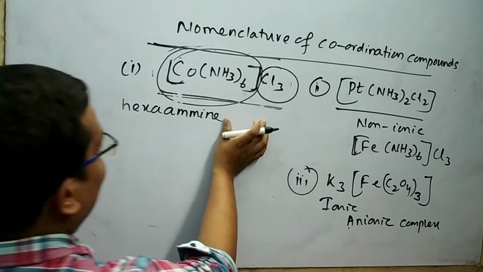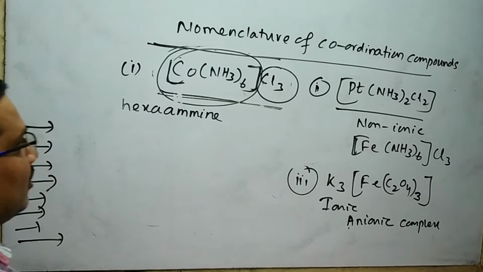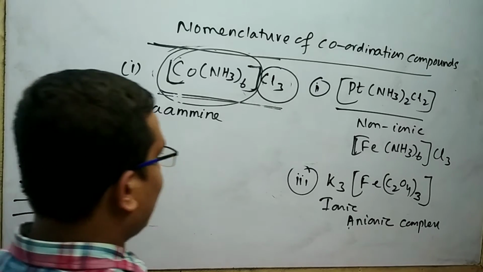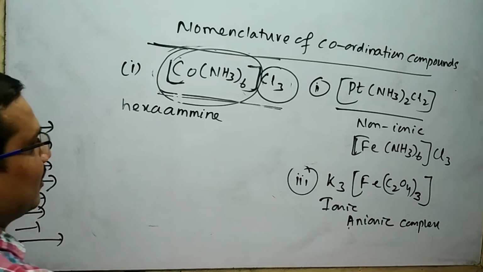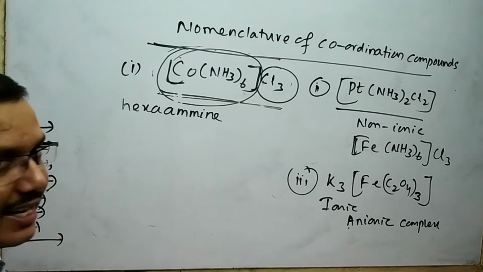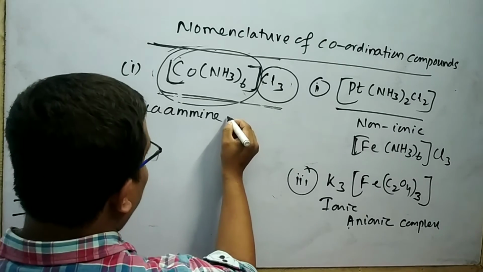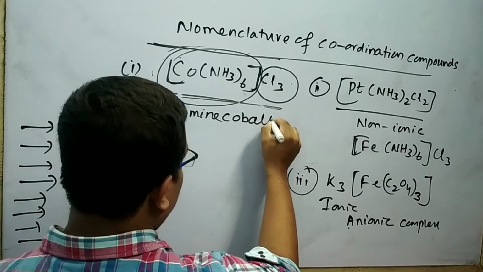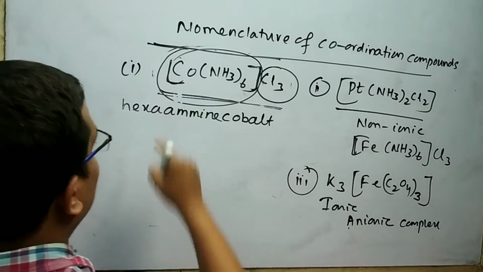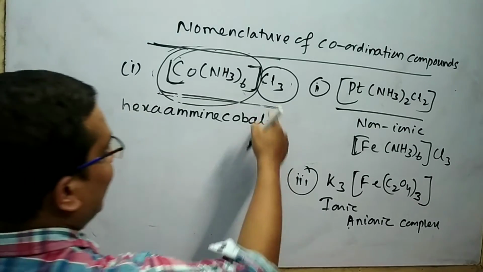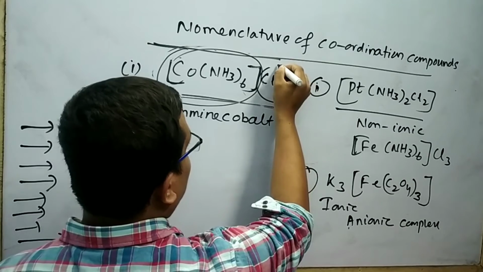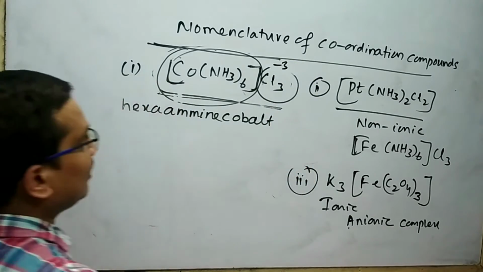Next I will write the name of the central metal atom. Here the central metal atom is present in the cationic complex. So the name of the central metal atom is written as such, that means I can write cobalt. Then I will write the oxidation number of the central metal atom. We know that this is Cl minus, so it is bound to write here -3.